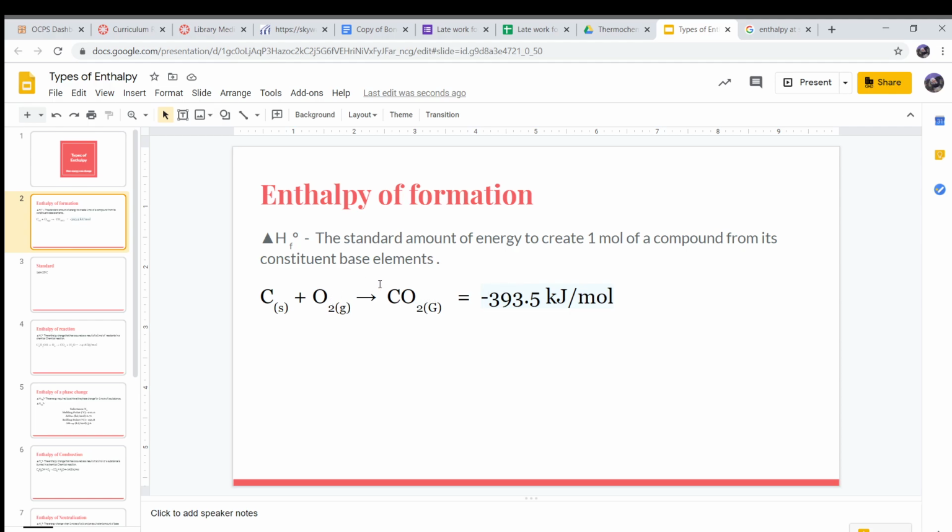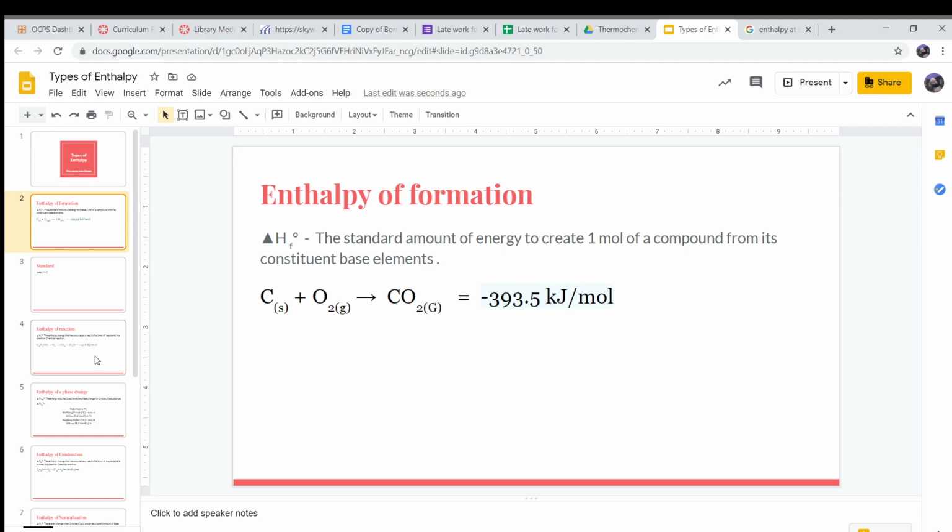And we have a loss of energy right here. Our internal energy has gone down. That's what enthalpy of formation is. And this is usually the one that you're going to use most often, because it's saying, hey, this is the internal energy change of this particular compound.